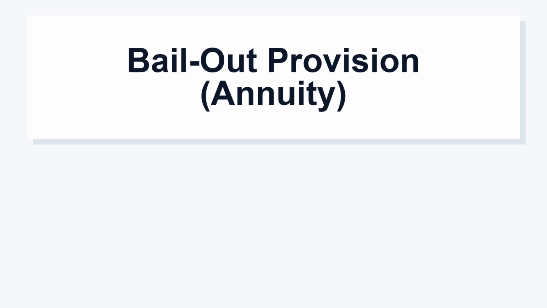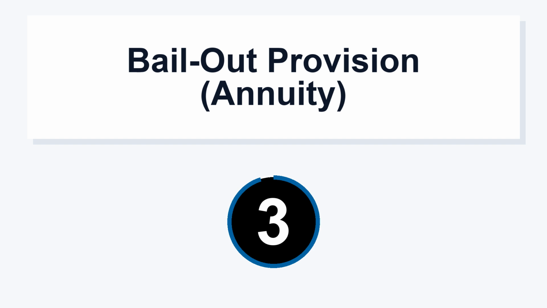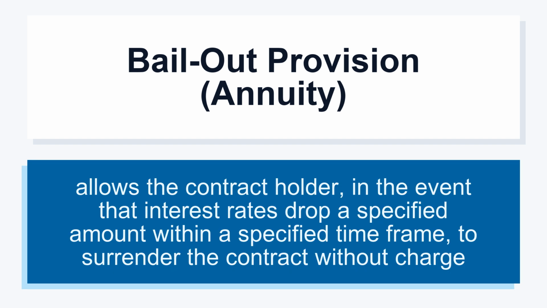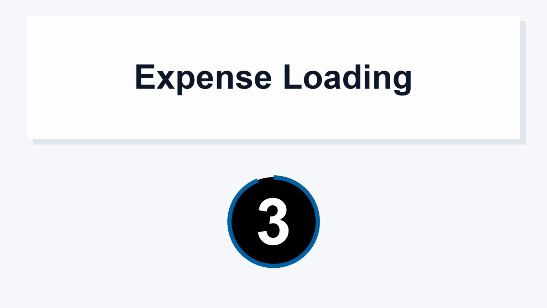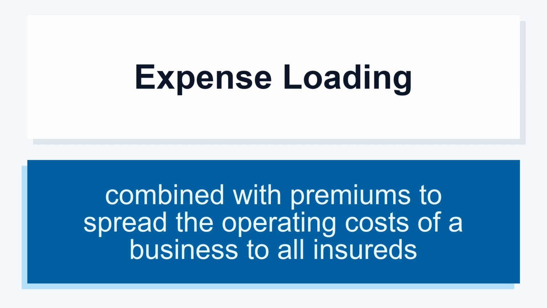Bailout provision, annuity. Allows the contract holder, in the event that interest rates drop a specified amount within a specified time frame, to surrender the contract without charge. Expense loading. Combined with premiums to spread the operating costs of a business to all insureds.